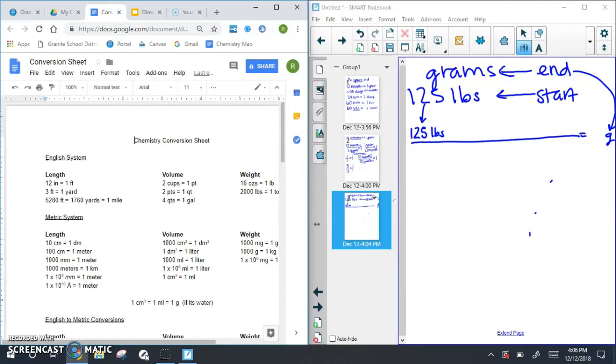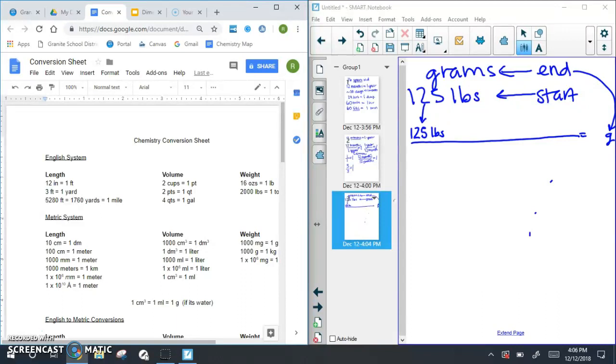Let's talk about the English system. The English system is pretty much only used in the US. Inches, cups, gallons, so on and so forth. All of these conversions right here are perfect, and what I mean by perfect is that 12 inches exactly equals 1 foot.